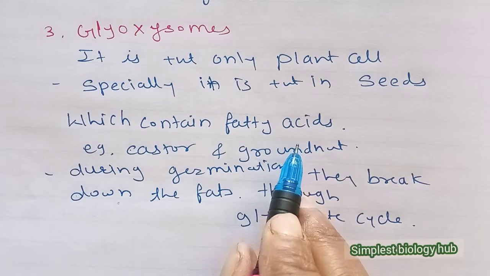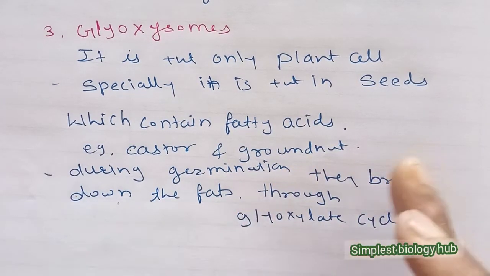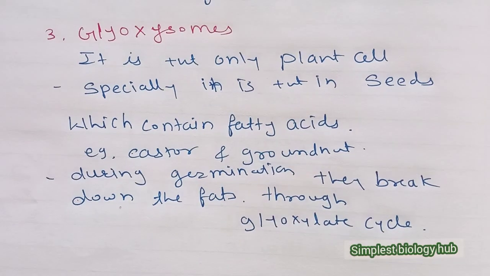This is about the microsomes or microbodies: one type is present in both plant and animal cells, and two types are present only in plants. Here the lesson Cell: The Unit of Life of class 11th is finished. Thank you.